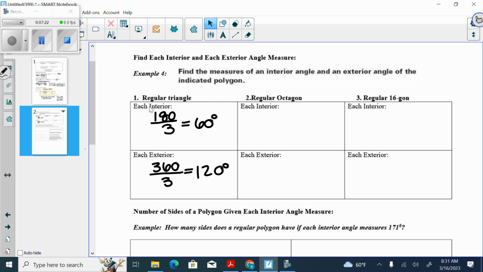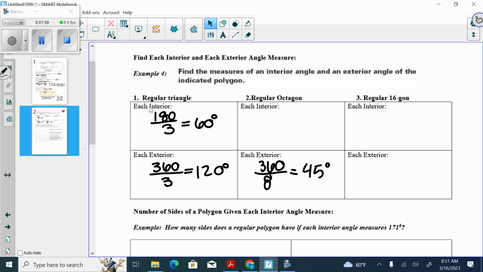Okay. Let's see, on this next one, we've got a regular octagon. Let's start with the exterior sum on this one. So we know the exterior sum is always 360, and what do I need to divide it by in this case? 8, good. And what do we get? 45, good. And for each interior, I could find the interior sum, right? That would be 180 times 6, and then I'd have to divide it by 8, right?